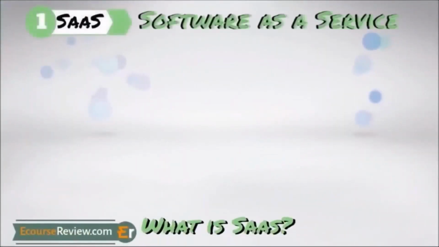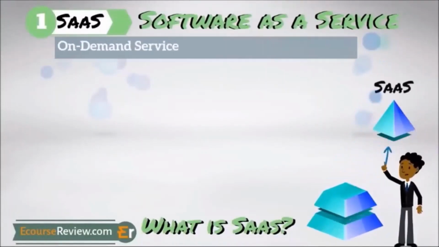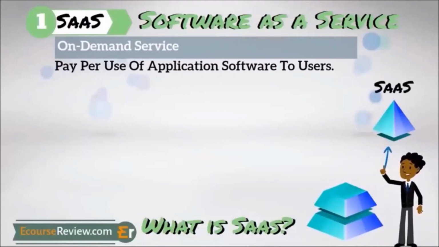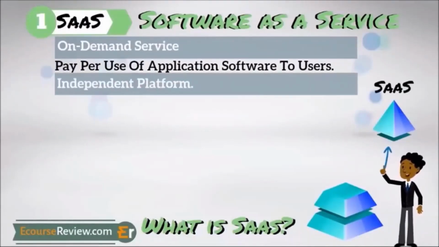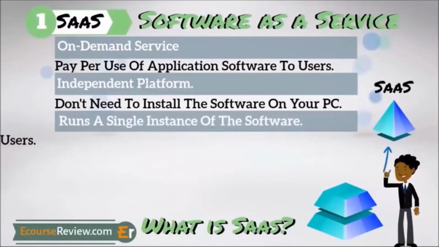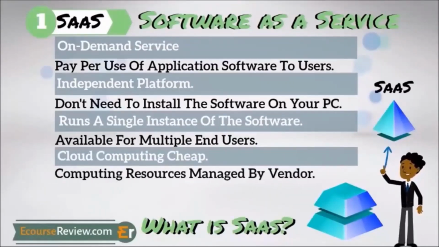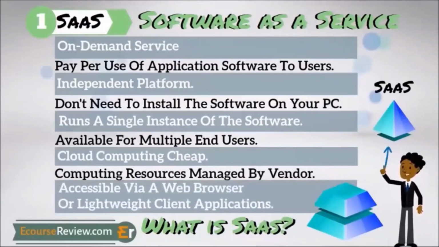What is SaaS? SaaS, or Software as a Service, is a service that offers on-demand pay-per-use of application software to users. Unlike licensed bought programs, this service is platform independent, and you don't need to install the software on your PC. The cloud runs a single instance of the software and makes it available for multiple end users. This makes cloud computing cheap. All the computing resources responsible for delivering SaaS are entirely managed by the vendor. This service is accessible via a web browser or lightweight client applications.